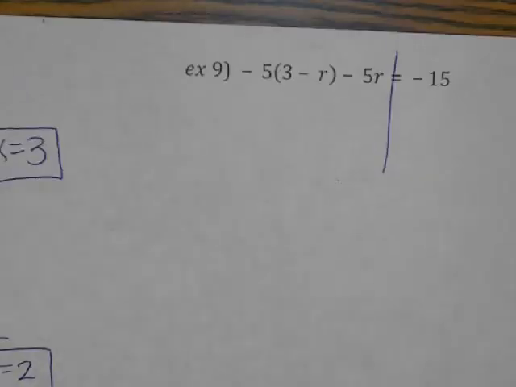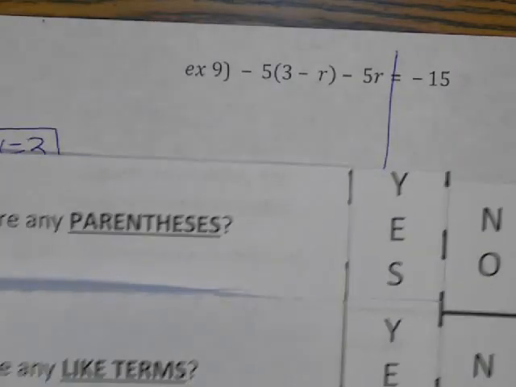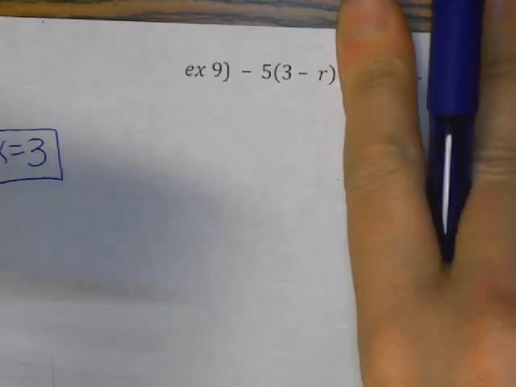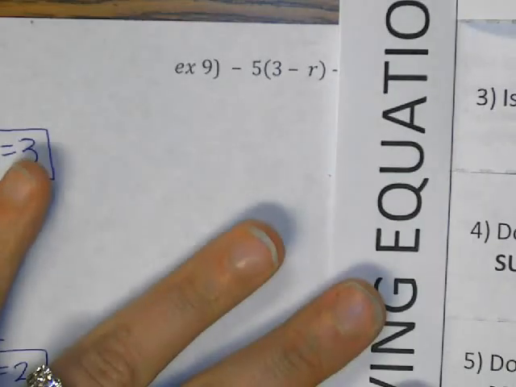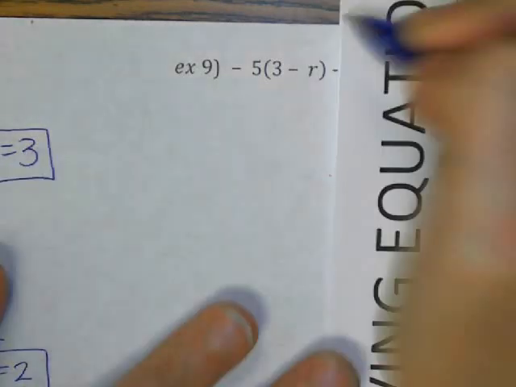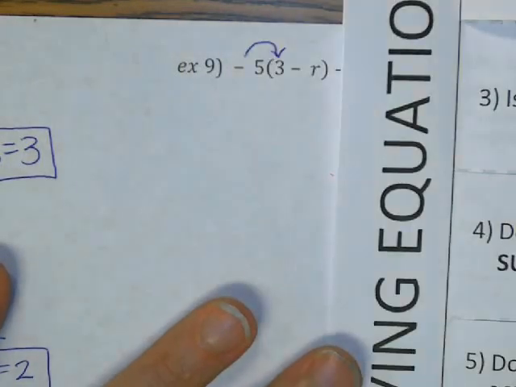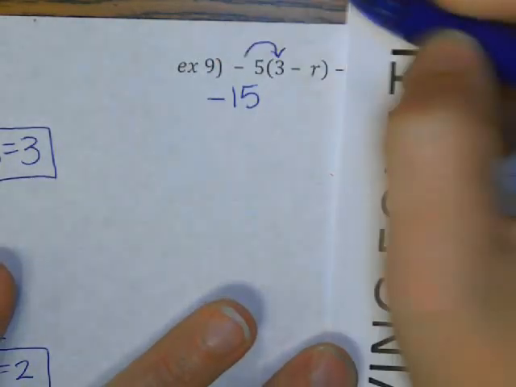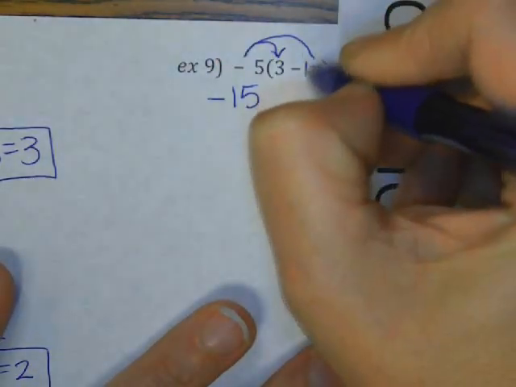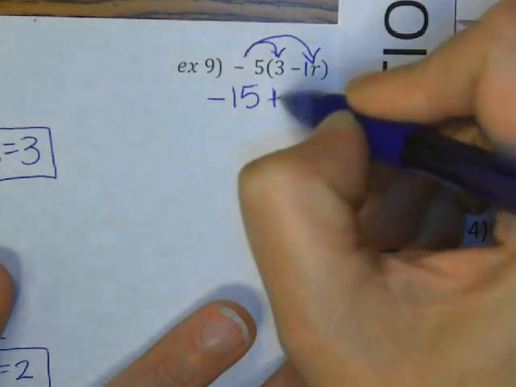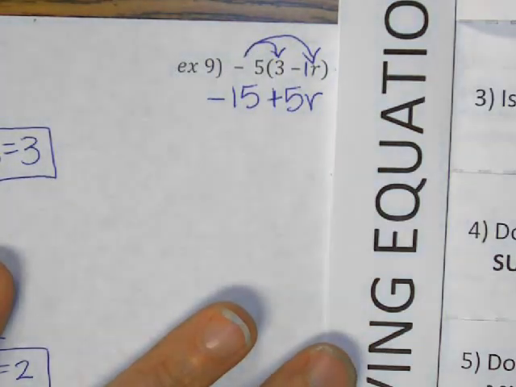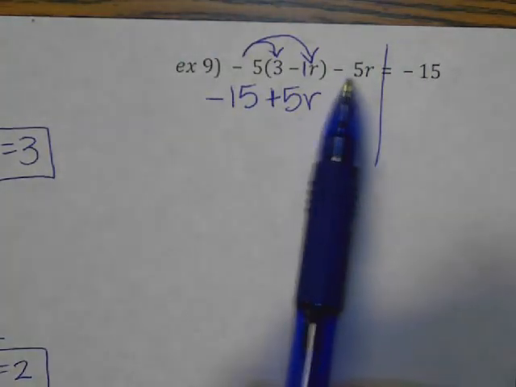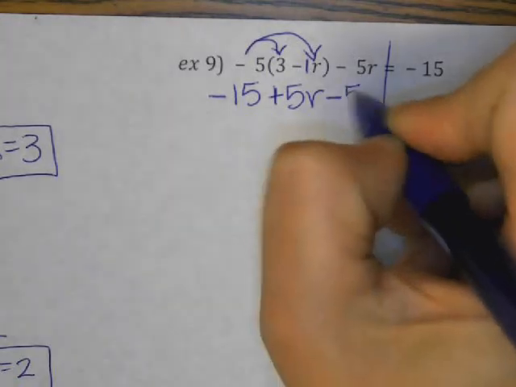The first thing it says to do is take care of parentheses. So, I'm going to have to cover up everything and just look at that part that deals with the parentheses. So I'll use this to help cover everything up. So what am I going to do? Well, -5 times 3 is -15. And negative 5 times negative r is positive 5r. So I've taken care of my parentheses. This does not magically disappear. It stays, so I have to bring it down.